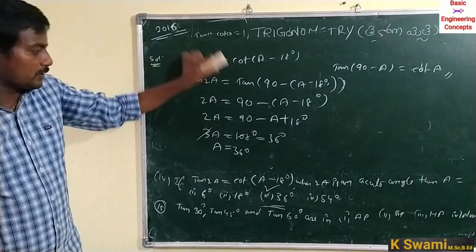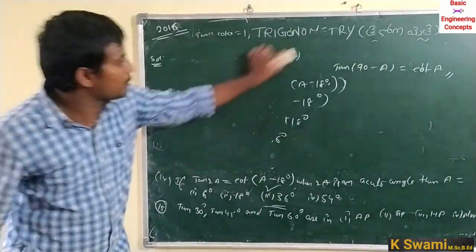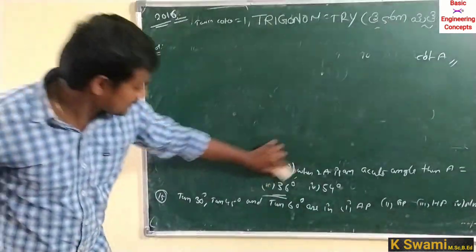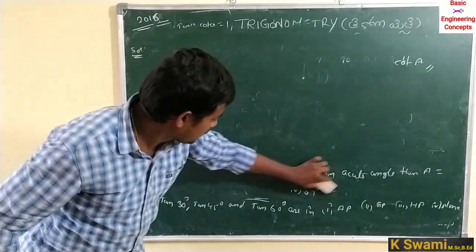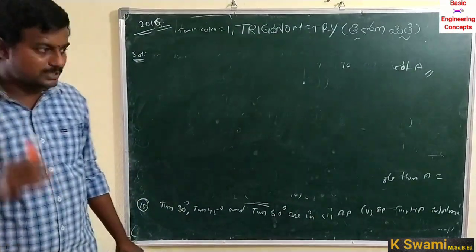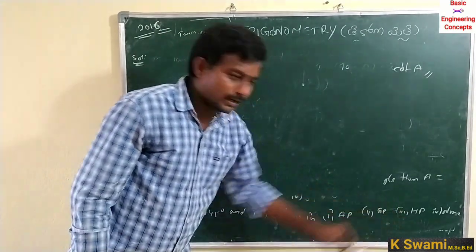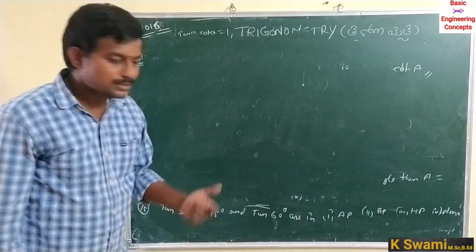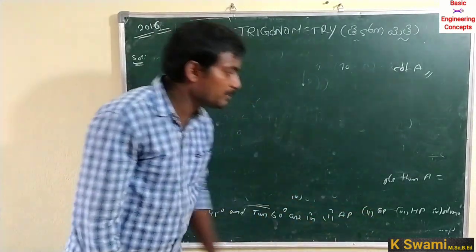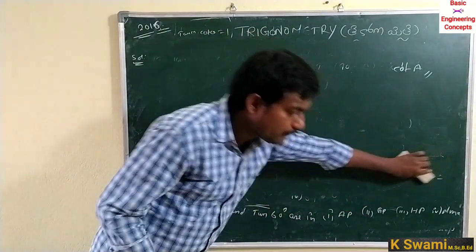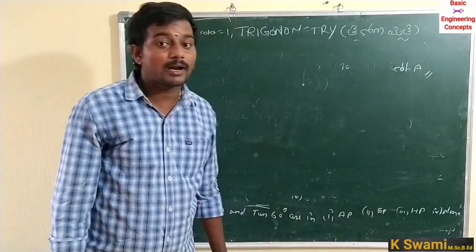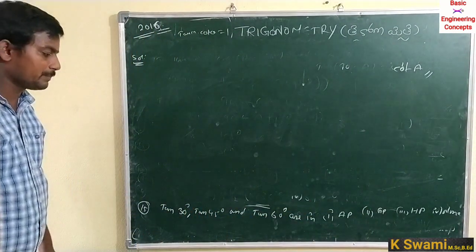And the final question in 2016 from trigonometry is: tan 30 degrees, tan 45 degrees, tan 60 degrees are in AP or GP or HP or none. AP means arithmetical progression, GP means geometrical progression, HP means harmonical progression. He is asking us to find whether these are in arithmetic progression, geometric progression, or harmonic progression.